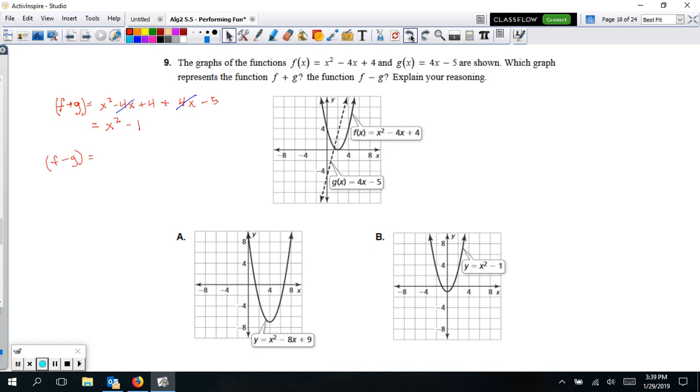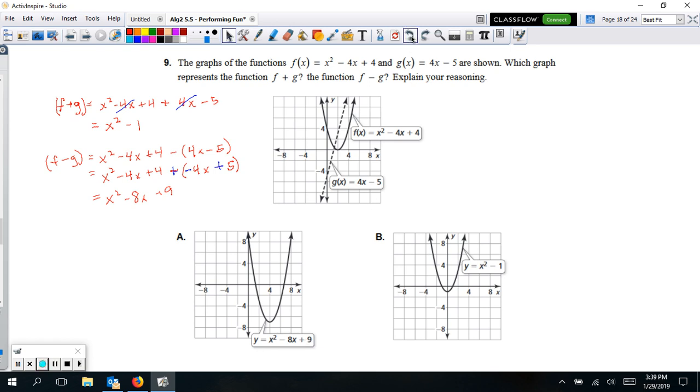So f minus g, if I go ahead and subtract them with the parentheses around the g, and then change the signs here. So I'll make this into addition, and these will become their opposites that are in the parentheses. So this becomes negative 4x and positive 5. We still have an x squared. Our negative 4x and negative 4x would make the negative 8x, and then 4 plus 5 would give us 9. So there's that one, which is the same as this one down here, as you can see.